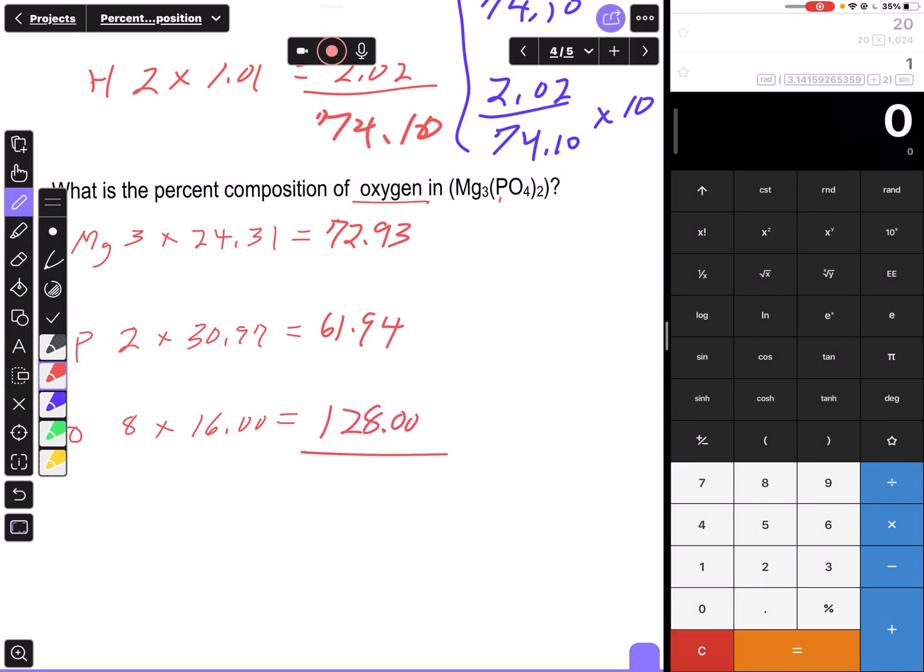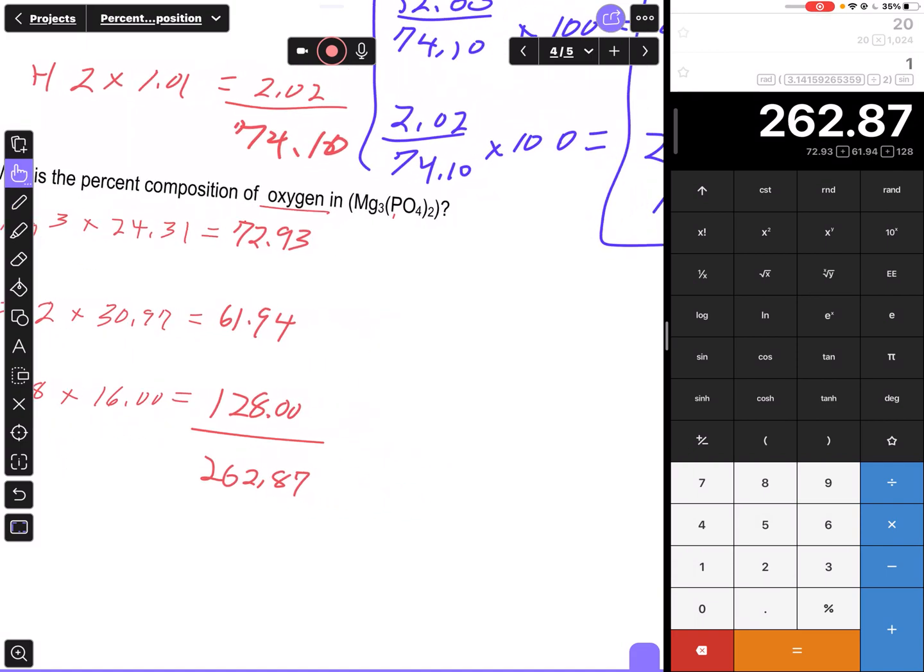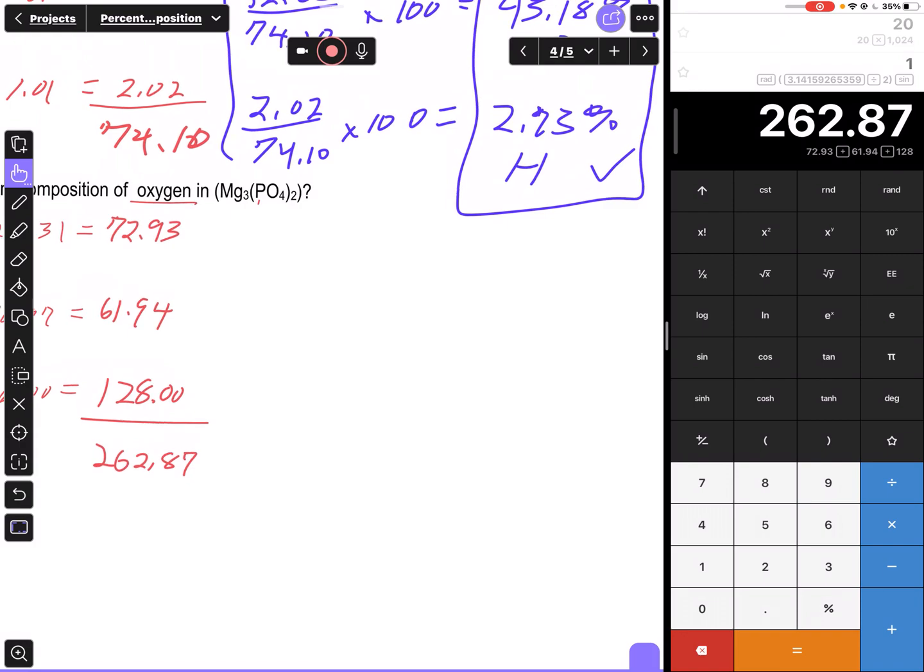I add all those up to get my molar mass. That would be 72.93 plus 61.94 plus 128. That gives me a total of 262.87. And now once I get these totals, I can find the percents.